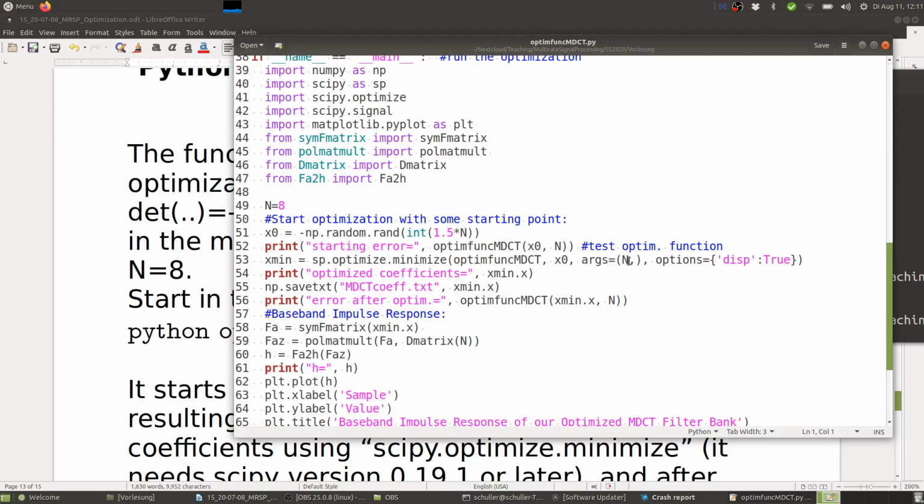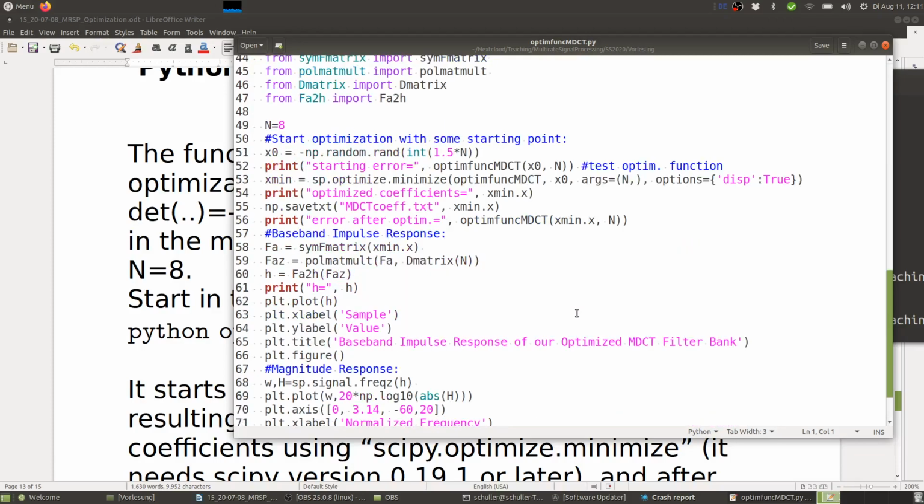Here it's the number of subbands. Then here options, here I'm displaying the progress of optimization. And then I'm displaying the solution. This is the minimum found, the argument. And here I actually save it in a text file, so that it can be used in some other program, for instance. And this is the error obtained from this minimum.